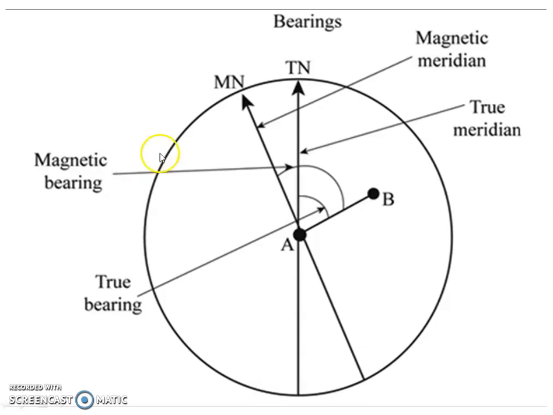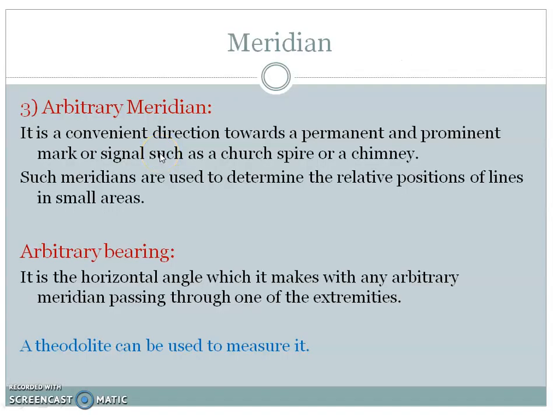Okay. The third one is the arbitrary meridian. It is a convenient direction towards a permanent or prominent mark or signal, such as a church spire or a chimney. So this is like a temporary meridian which you select according to your convenience in the area that you want to survey. Such meridians are used to determine the relative position of lines in small areas.